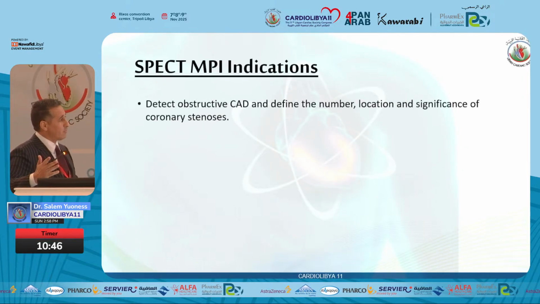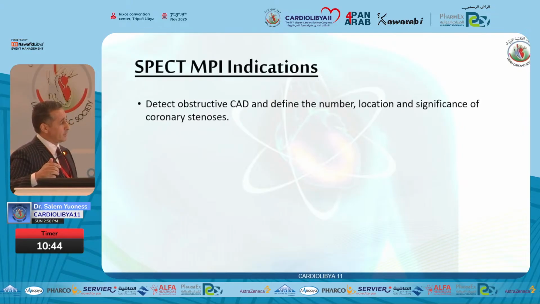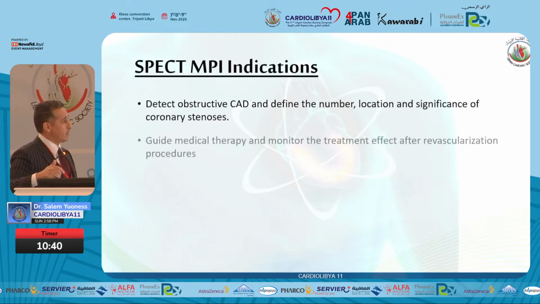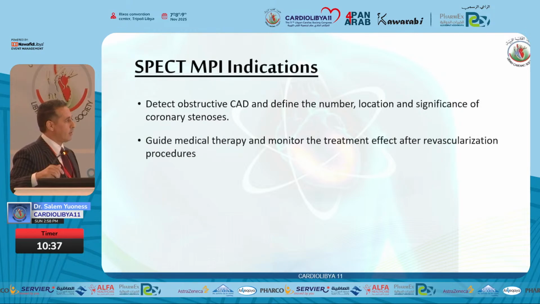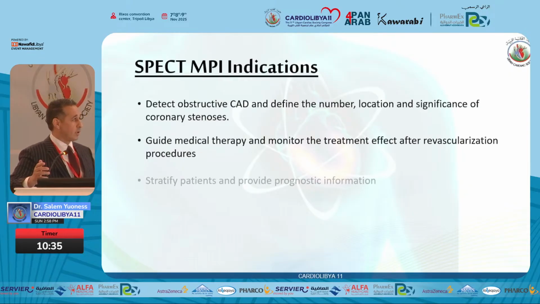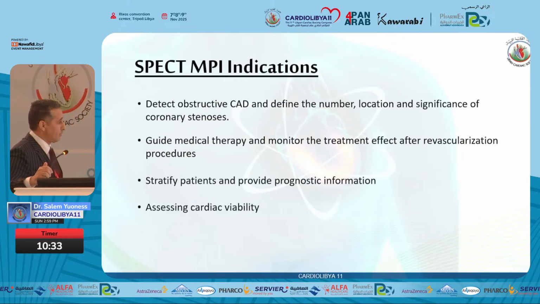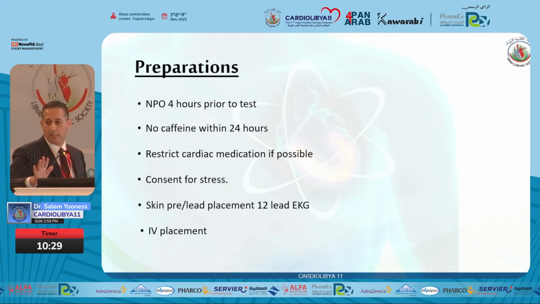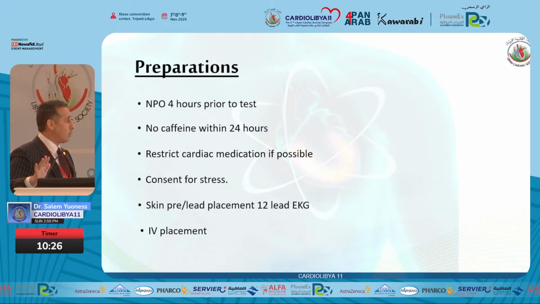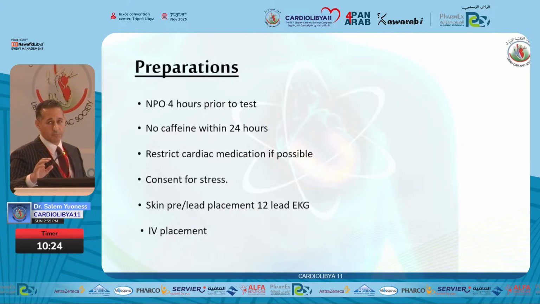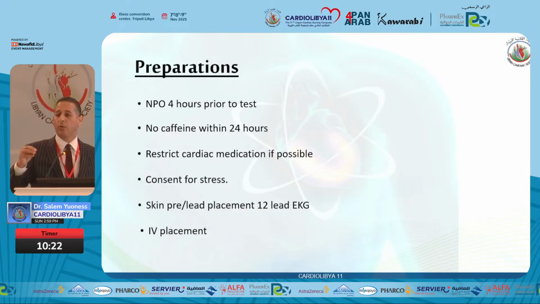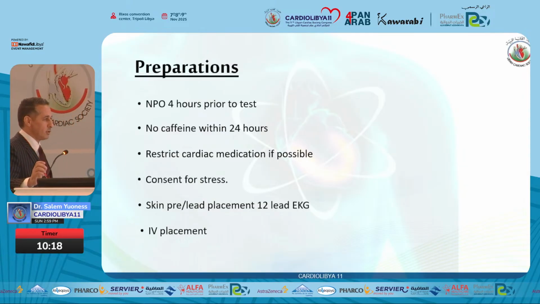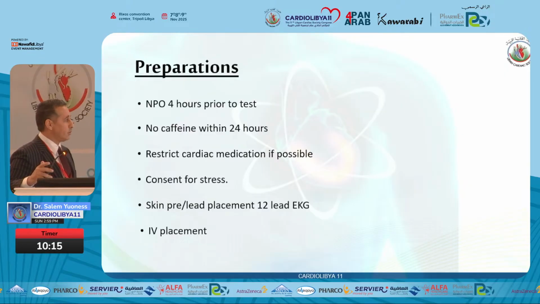What's the indication for that? Usually, to predict obstructive CAD, you can see the number, location, and significance of coronary stenosis. It can guide medical treatment, help with risk stratification of the patients, and it can assess cardiac viability. Preparation is easy. You don't have to eat anything for 4 hours, and no caffeine for 24 hours, because caffeine can interfere with dipyridamole, and then you will have a false negative result.